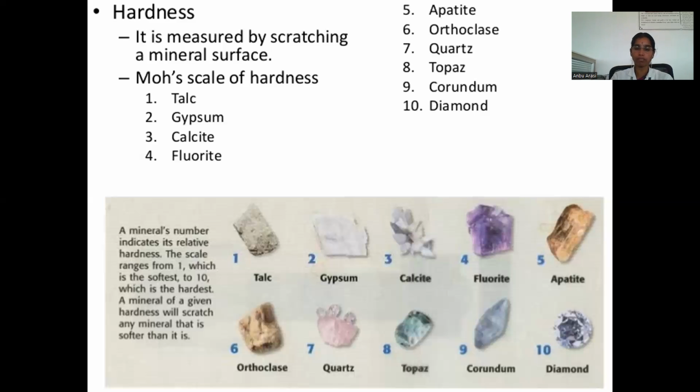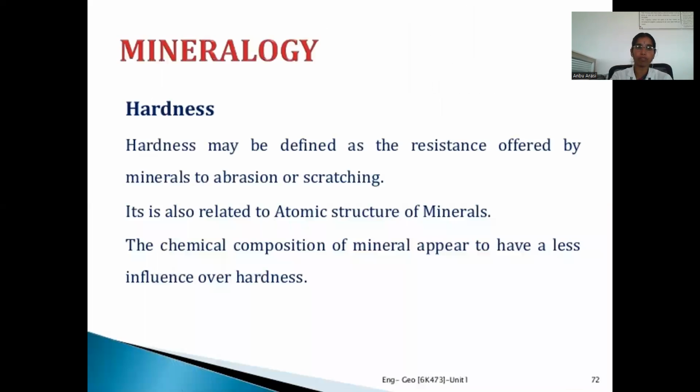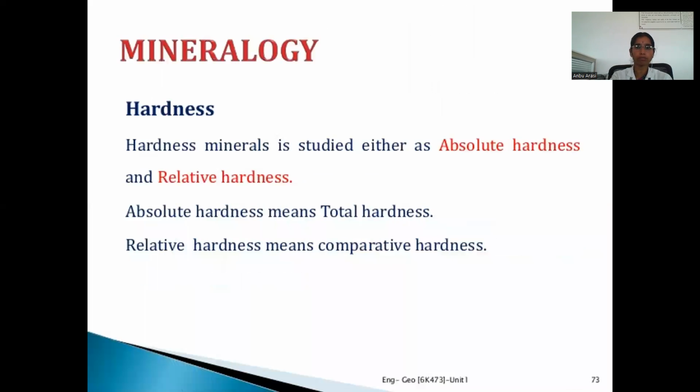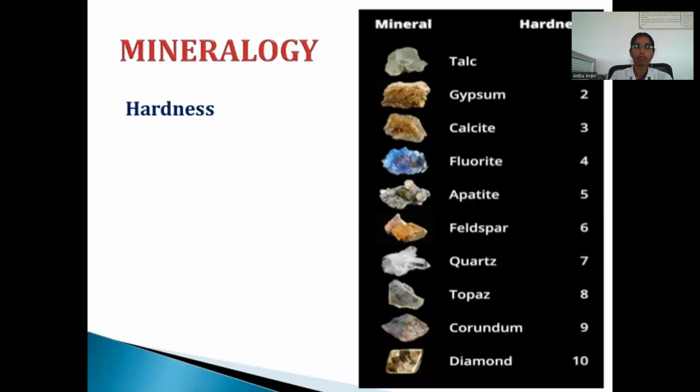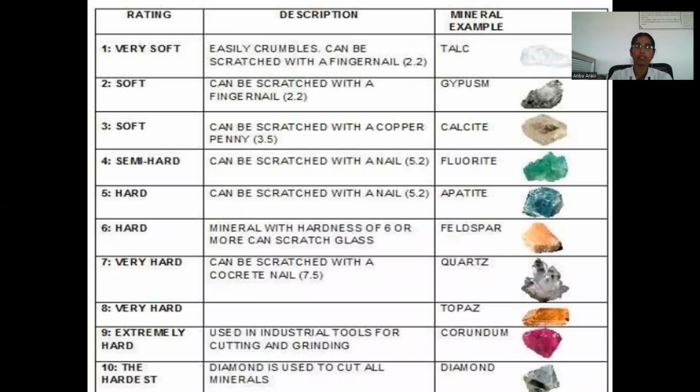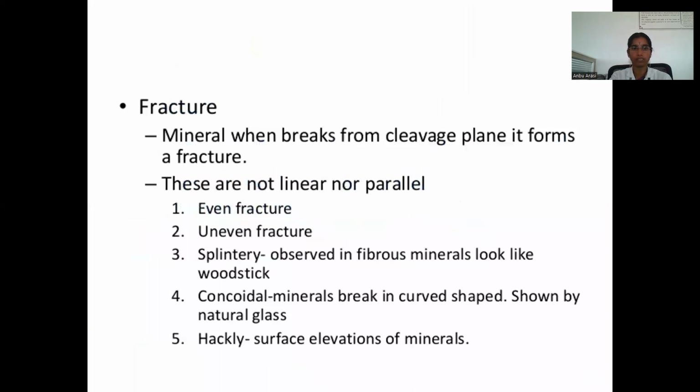Some examples: window glass we use in construction has hardness number 5.5 and brass is 3. Our fingernail has hardness number 1.5 to 2.5. The softest number is 1 and the hardest number is 10.